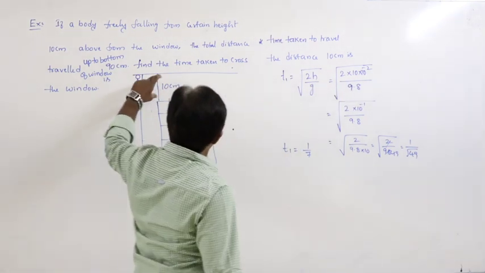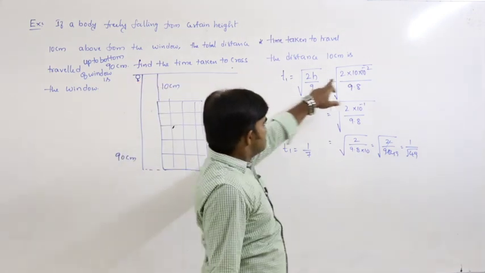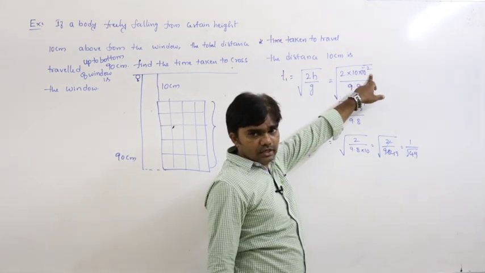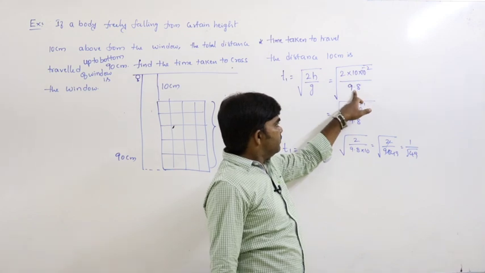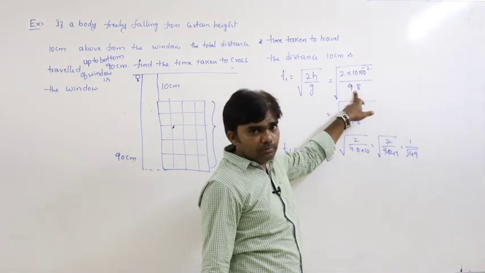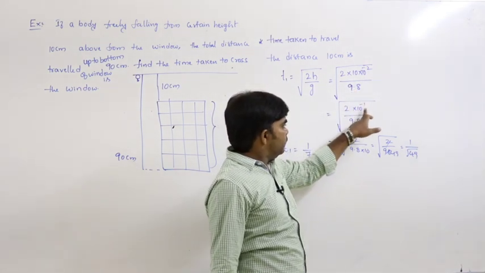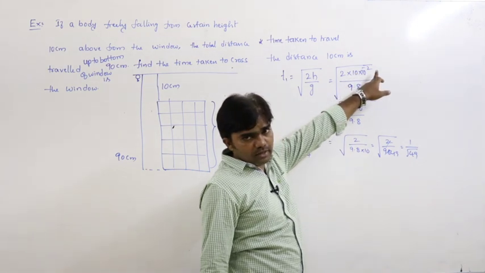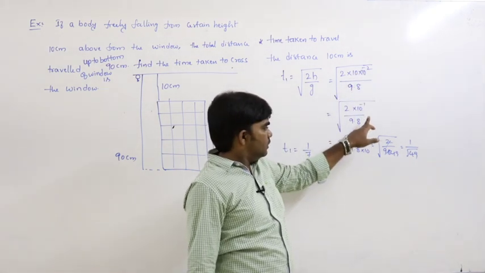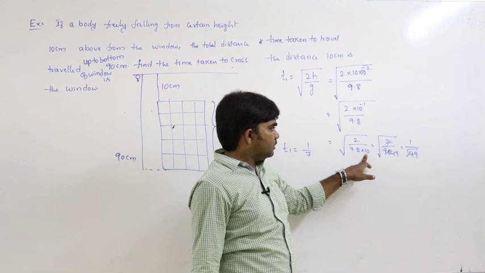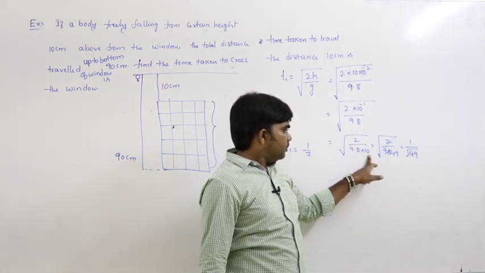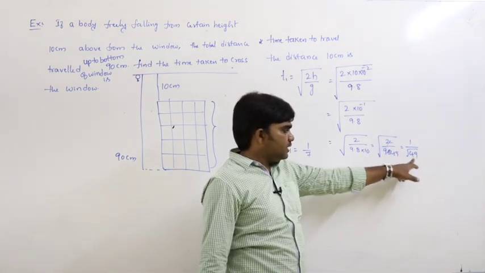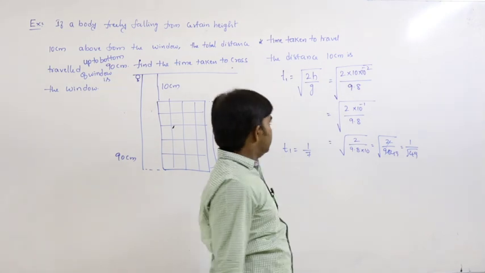H is here how much? 10 centimeters. So 10 centimeters converts into meters, 10 into 10 power minus 2, divided by g value, I am considering here 9.8. So now 2 into 10 power minus 2, 10 power minus 1 comes to the denominator, 10. 9.8 into 10 is 98, 2 by 98 is 1 by 49. So 1 by root 49 is 7.